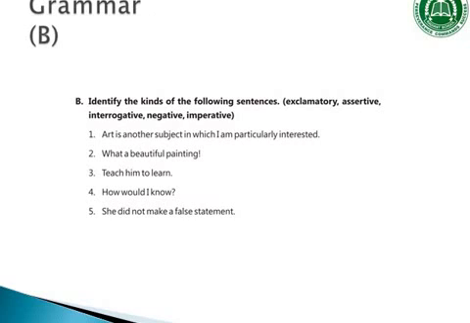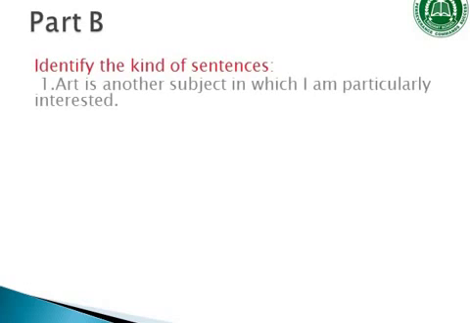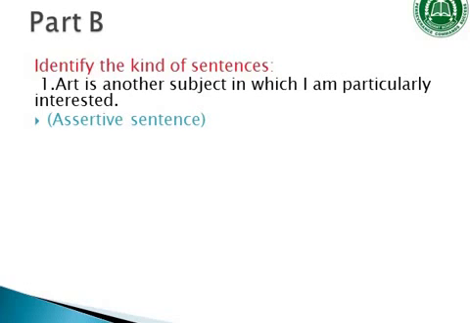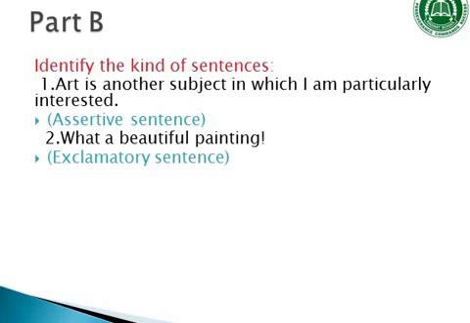Now we'll identify different kinds of sentences on page number 19 in part B. First sentence is, art is another subject in which I am particularly interested. Now this is a positive statement, so it's an affirmative sentence. But in exercise, we are having the word assertive, so this will be called as assertive sentence. What a beautiful painting. Now this sentence is ending with an exclamation mark, so this is an exclamatory sentence.